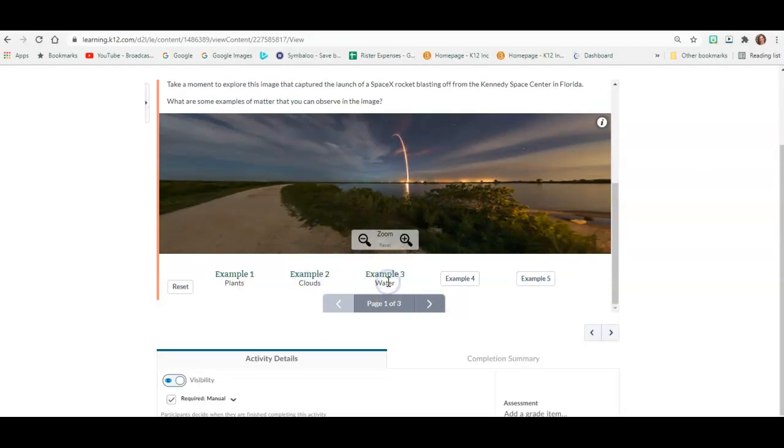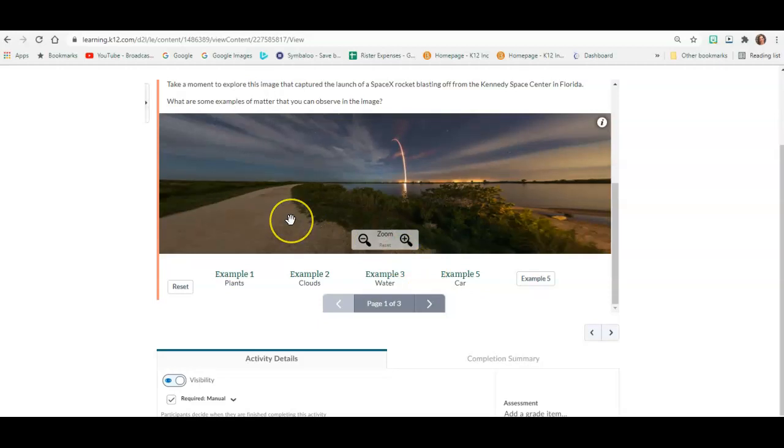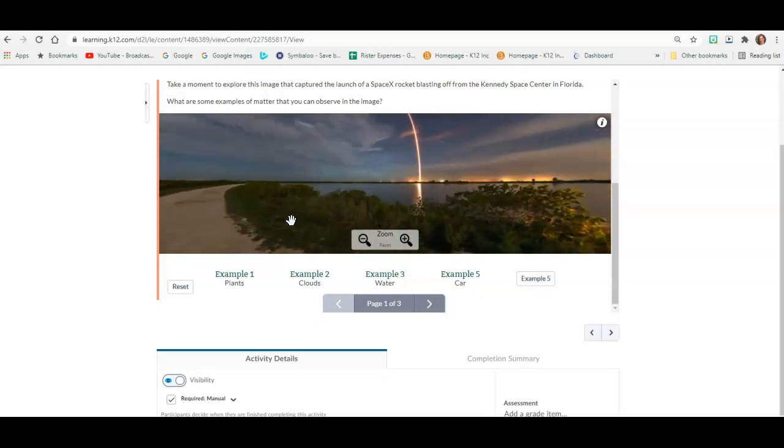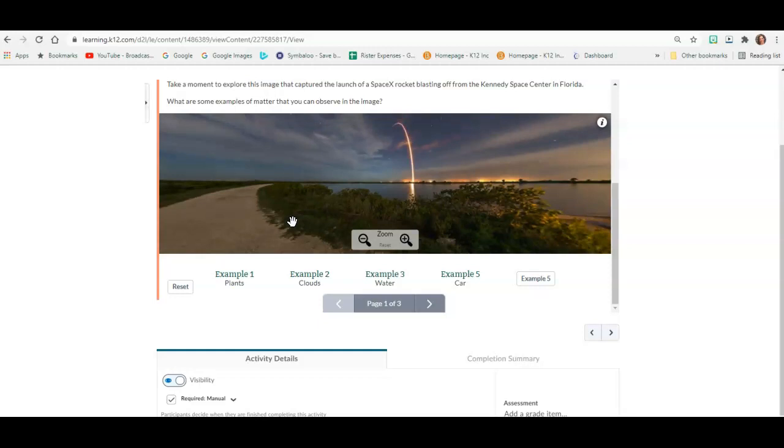Clouds, water, a car. I don't see a car, but maybe we're not zoomed in or out close enough. I don't see a car though in this one. And dirt. So we can see dirt on the road. We know other things that could be examples would be the lake water. We've got the air that we're breathing that takes up space. If you were to blow up air into a balloon, right, it takes up space. So those are examples.